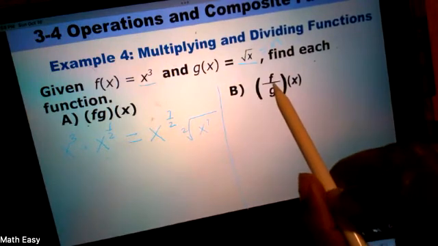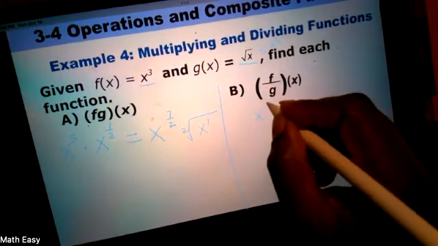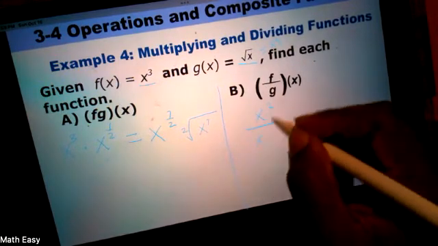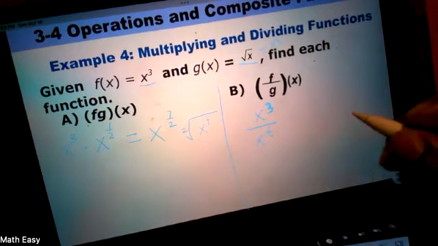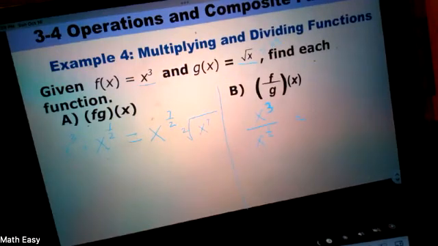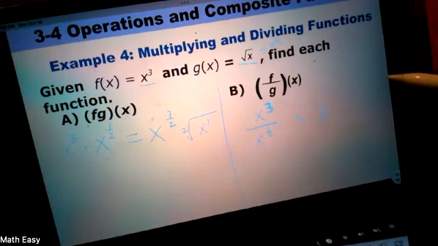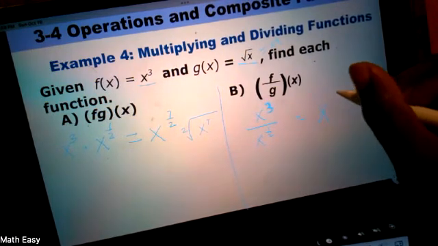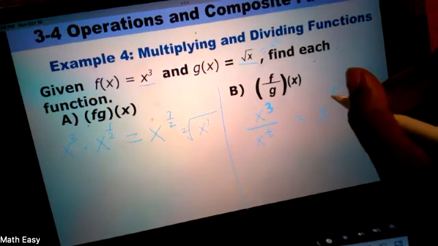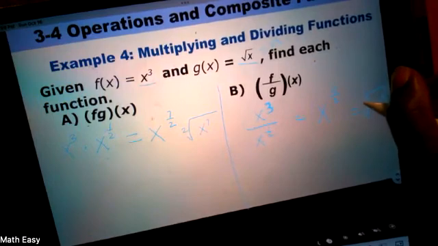Then we have f divided by g. So we have x cubed divided by x to the 1/2. Again, the laws of exponent says that we are going to keep the base and subtract our exponents. So 3 subtract 1/2 gives us 2.5, or 5/2. And again, you can rewrite that as x to the power of 5 square root 2.